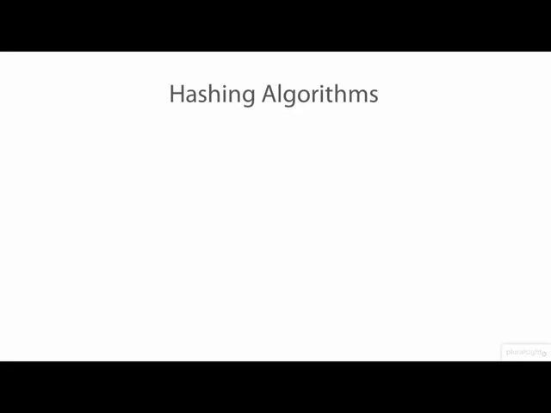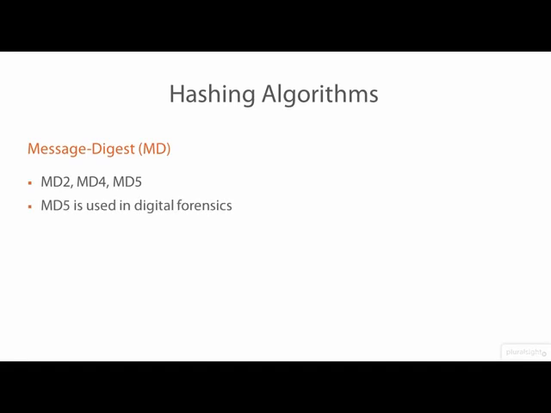There are two families of hashing algorithms commonly used in digital forensics. The first is message digest, known as MD. The algorithms in the MD family are MD2, MD4, and MD5. Of these, only MD5 is used in digital forensics. MD5 produces 128-bit hash values known as message digests, but most people just call them hashes or hash sums. MD5 is an internet standard, the oldest hashing algorithm used in modern digital forensics, and is available for use license-free.